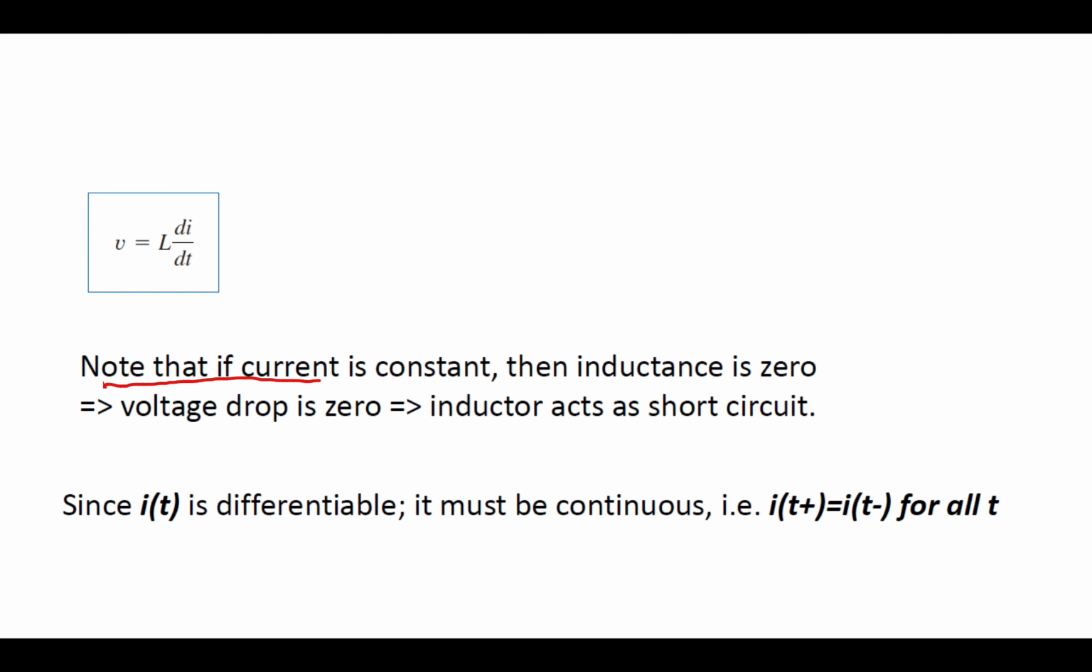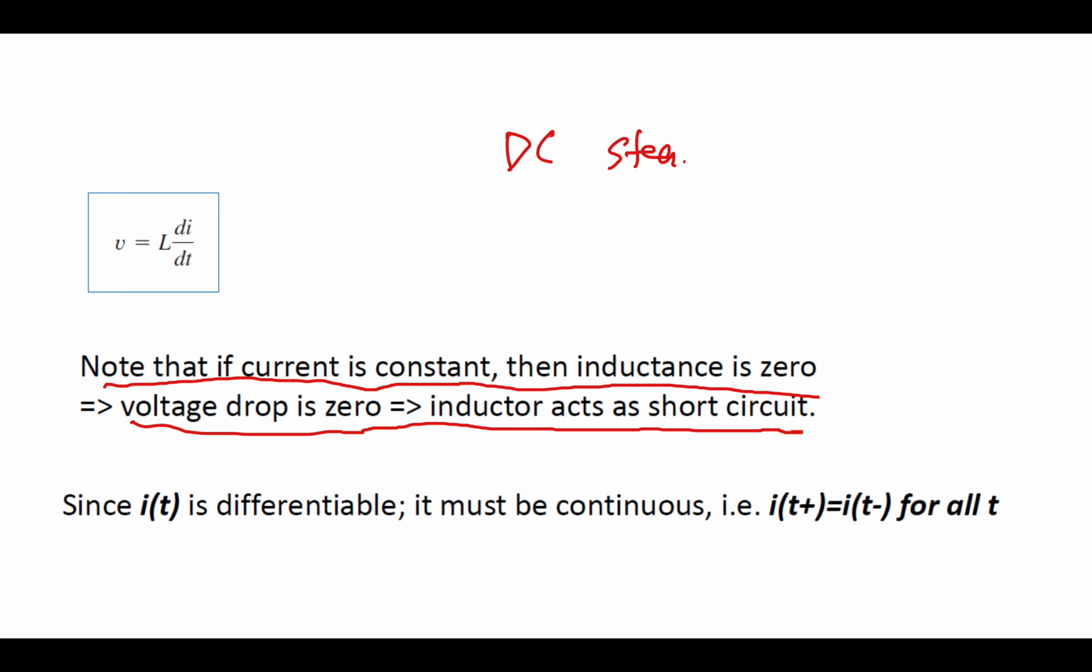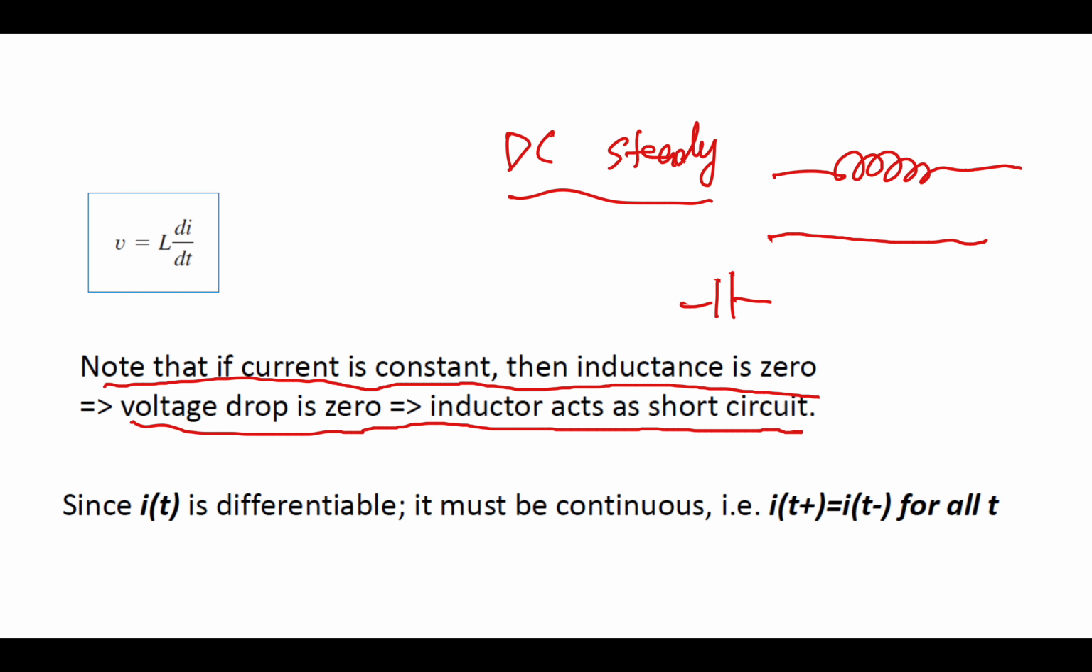So note that if the current is constant, then the voltage drop is 0. The inductor acts as a short circuit. So in DC steady state, which means that the current or voltage is not changing, the inductor is equal to a short circuit. And in DC steady state, the capacitor will act as an open circuit.